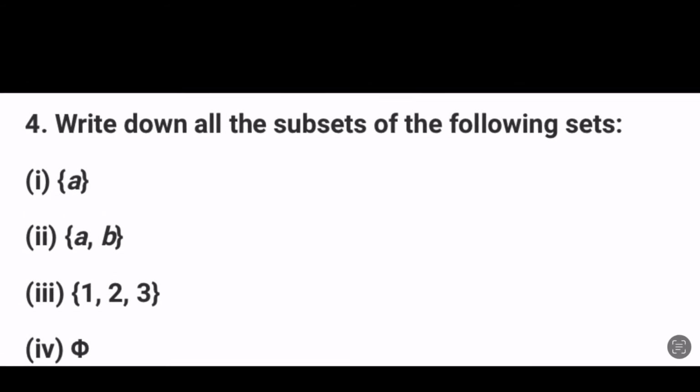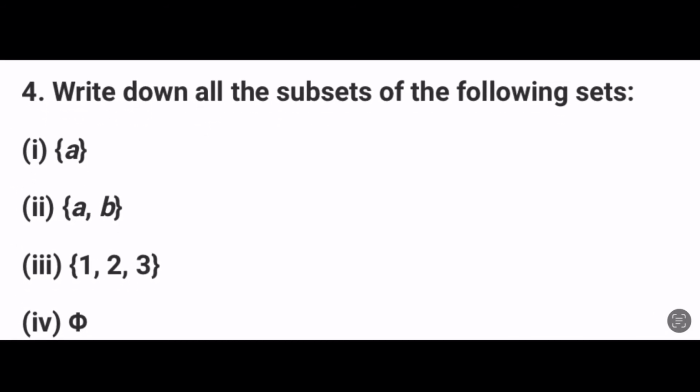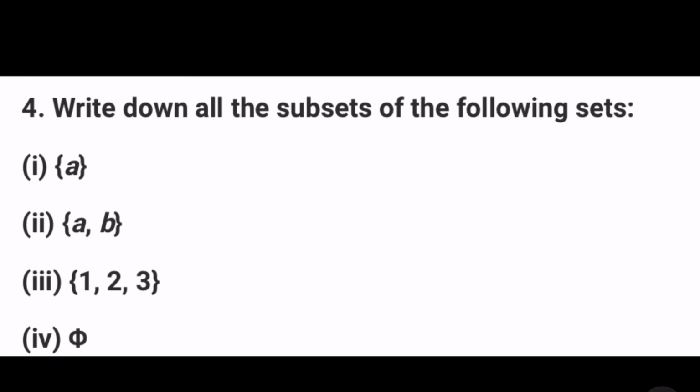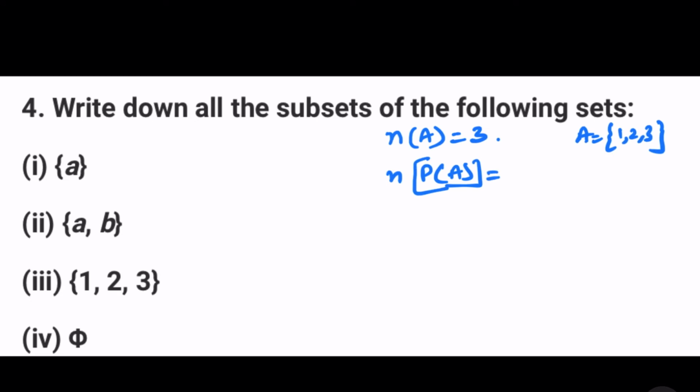Now here in this problem we have: write down all the subsets of the following sets. Here we can also see power sets. If you're talking about subsets, you know what subsets of a given set are, right? The set of all subsets is called the power set. Suppose you take a set A equal to {1, 2, 3}. Now how many elements are in the set A? 1, 2, 3.